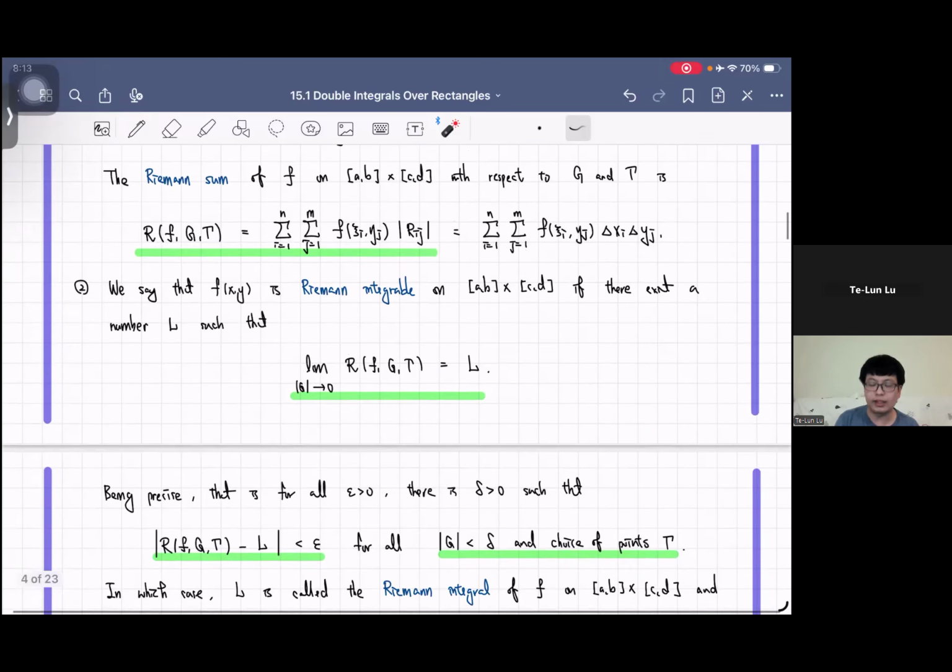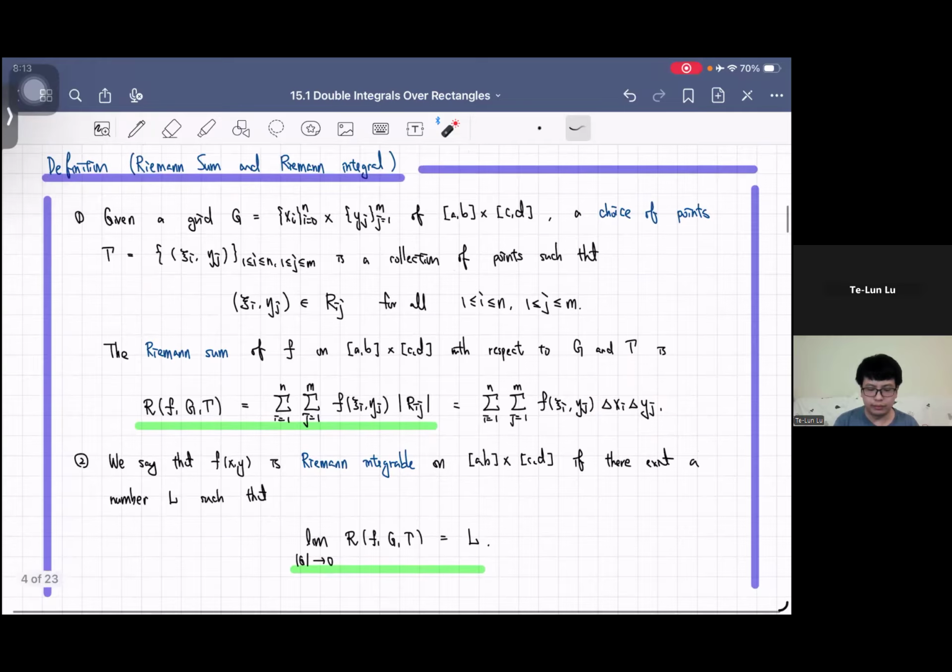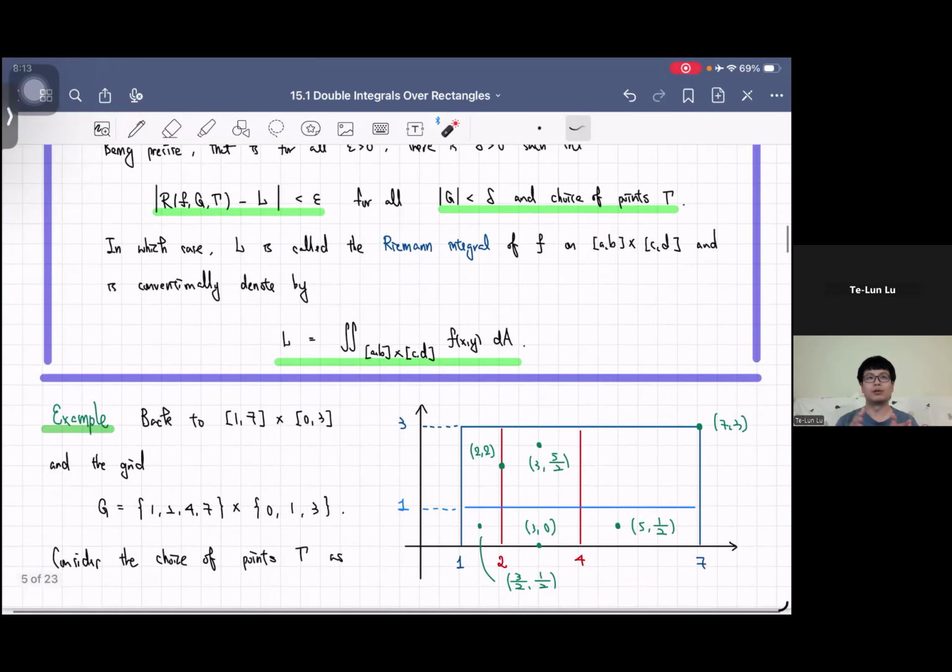dA is delta x_i, delta y_j. Sorry. Okay, so I know there's a lot of notation going on. Basically, the Riemann integral is obtained in the following way. For a rectangular area, we first cut it into a bunch of small rectangles. We choose some point within each rectangle. We evaluate the function value at that particular point, serving as the height of that solid.